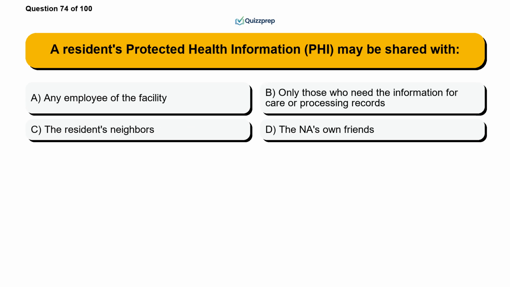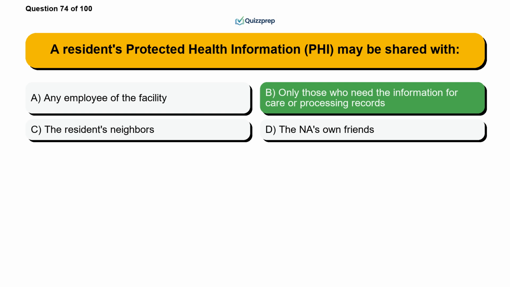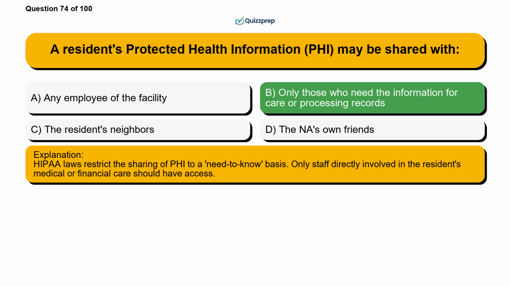Question 74. A resident's protected health information, PHI, may be shared with: Option A, any employee of the facility. Option B, only those who need the information for care or processing records. Option C, the resident's neighbors. Option D, the NA's own friends. The correct answer is option B, only those who need the information for care or processing records. HIPAA laws restrict the sharing of PHI to a need-to-know basis. Only staff directly involved in the resident's medical or financial care should have access.